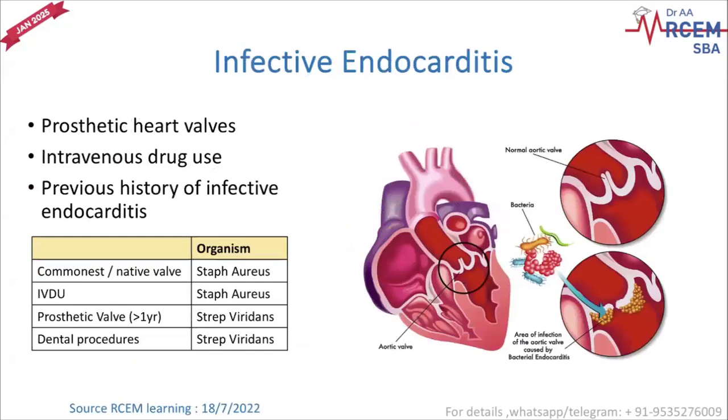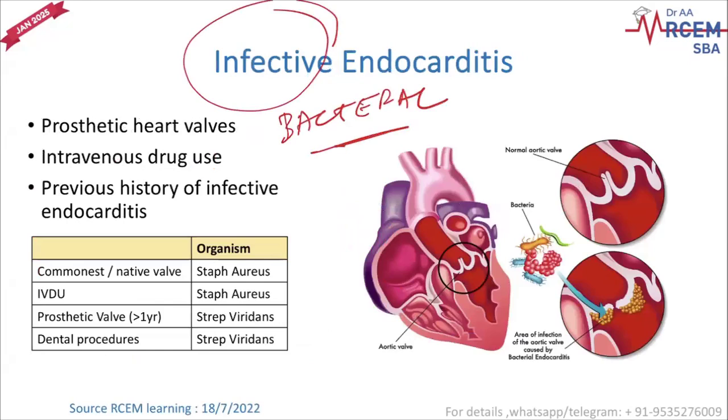Infective endocarditis, as the name suggests, is mainly because of an infection. Most of the time, it is a bacterial infection. That's why we label it as infective endocarditis. The innermost layer is involved. There are a few predisposing factors.